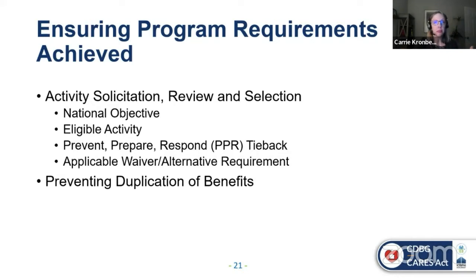And then specific to CDBG-CV is the requirement that that activity prepares for, or responds to coronavirus, the PPR tieback. And then, finally, if you select an activity that is eligible under a waiver or alternative requirement, or maybe has some flexibility applied to it because of a waiver or alternative requirement, document that as part of eligibility. And then finally, because CDBG-CV is an emergency program governed by the Stafford Act, grantees have an obligation to prevent duplication of benefits. And it's a requirement that you have a duplication of benefits prevention procedure.